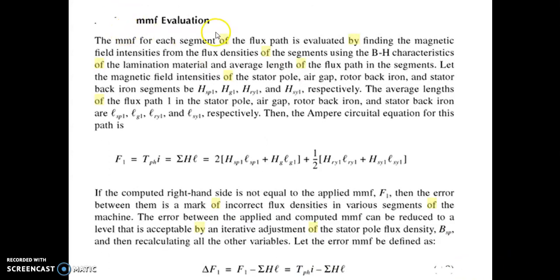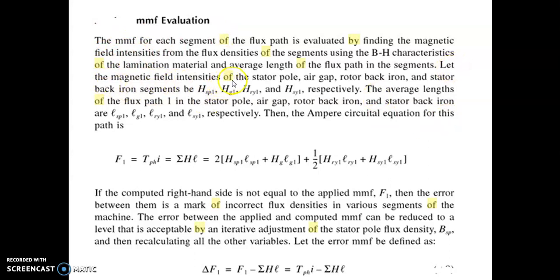Next, let us calculate the MMF by using the following procedure. MMF evaluation: the MMF for each segment of the flux path is evaluated by finding the magnetic field intensities from the flux densities of the segments using the BH characteristics of the lamination material and the average length of the flux path in the segments. So, we know that MMF can be calculated from H and L. H multiplied by L will give the MMF.